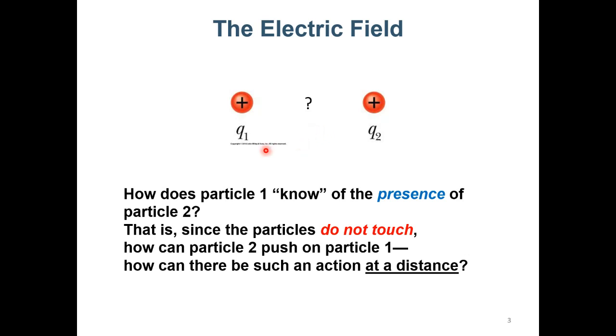Last chapter we know that when we have two charges, Q1, Q2, no matter whether they are both positive or negative, or one is positive, one is negative, as long as there are two charges not equal to zero, they have a force interacting on both of them, either attracting each other or repelling each other. And the question is, how does particle 1 know the presence of particle 2?